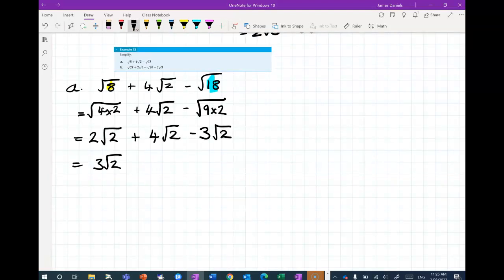So we have to do some simplifying first. Notice at the top we couldn't actually add or subtract them because they were unlike, but by simplifying we created like surds. Example B.